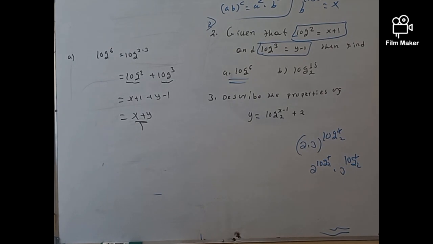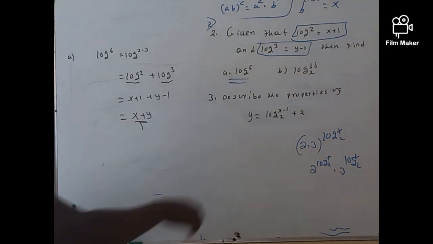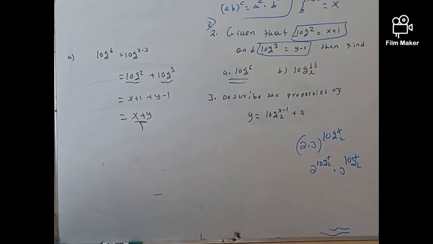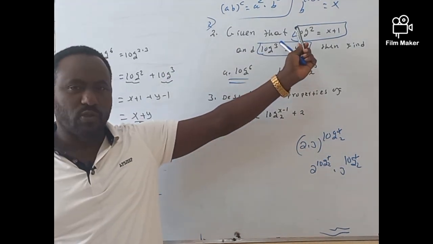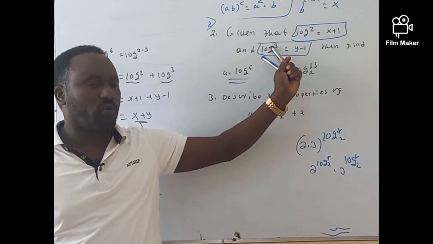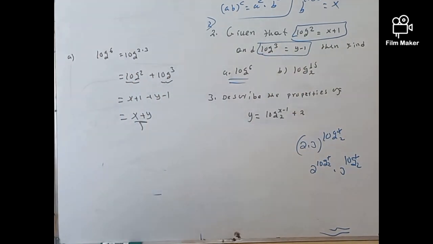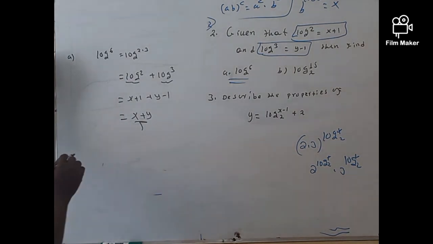So this is exactly x plus y, which will be the solution. That means the value of log 6 to the base 10 will be x plus y, provided that log 2 to the base 10 is this one and log 3 to the base 10 is this one. This is the way. Very simple. Let's come to the second problem.